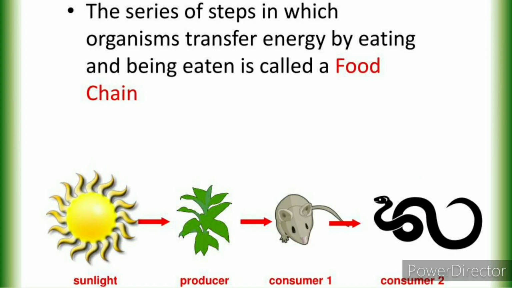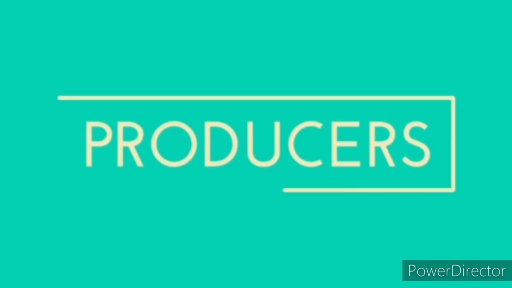Energy flow in the ecosystem occurs in the form of a food chain. A food chain is defined as a series of organisms, each dependent on the next as a source of food. In a food chain, the organisms are classified into 6 categories. The first one is producers.